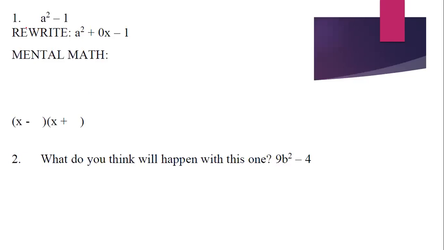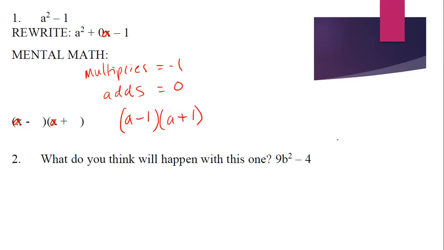So if you look right here, Miss Jones wrote a lot of things multiple times, so we're going to just make all of these A's. There we go. So we have a squared minus 1, and we're going to rewrite it as a squared plus 0a minus 1. Remember, it's asking us what multiplies to equal -1 but adds to equal 0. So I'm looking for two numbers that multiply to equal -1 but add to give 0. The only possibilities would be a minus 1 and a plus 1, because we need to be able to equal 0.